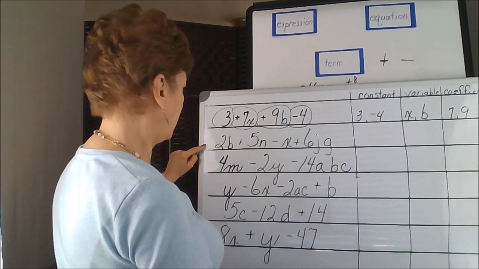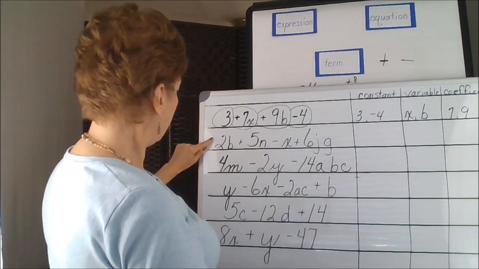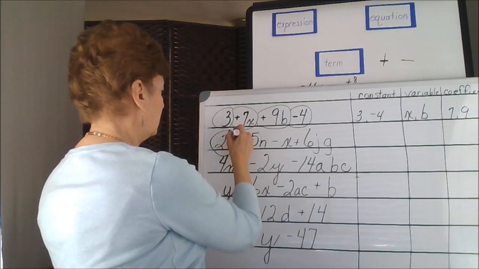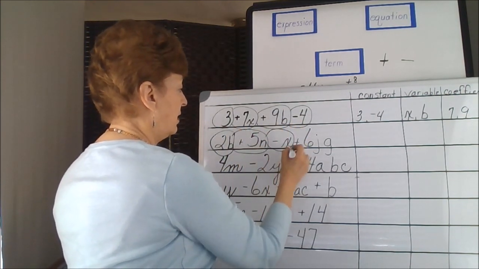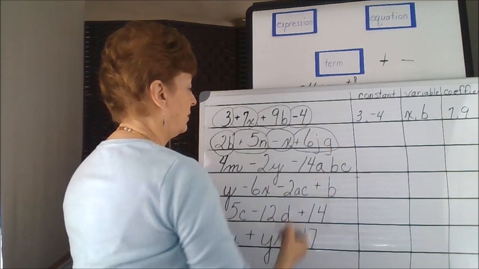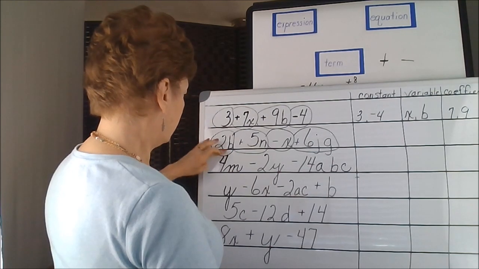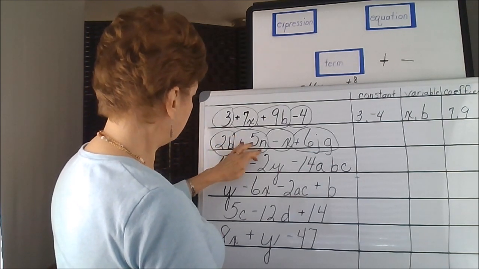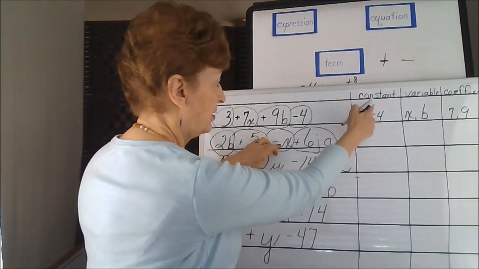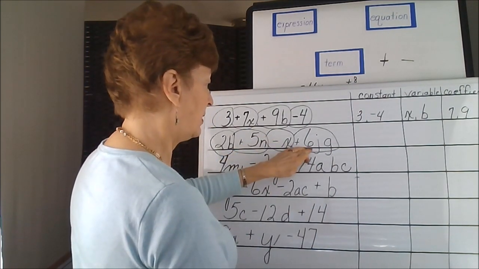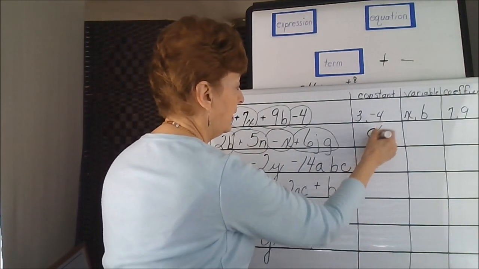In the second expression, how many terms are there? I count 1, 2, 3, and 4. Our constant, this one is attached to a letter, it doesn't count. That's attached to a letter. This is a letter all by itself, but we want just the numbers. And this one is also attached. So there are no constants in this equation at all.